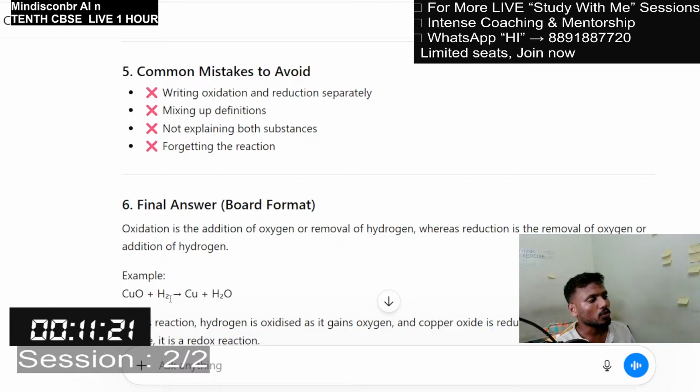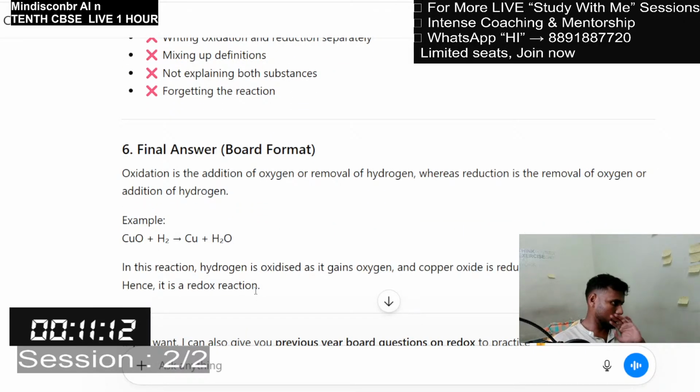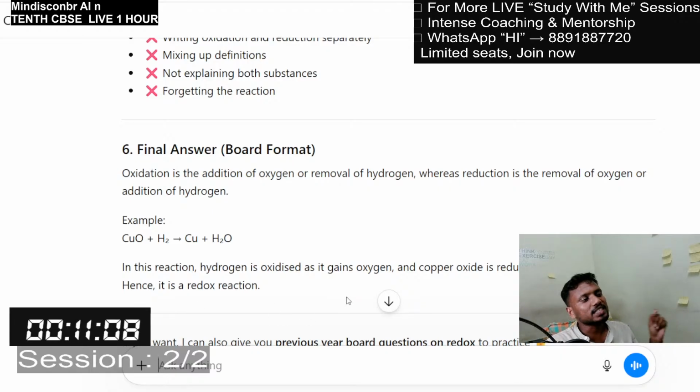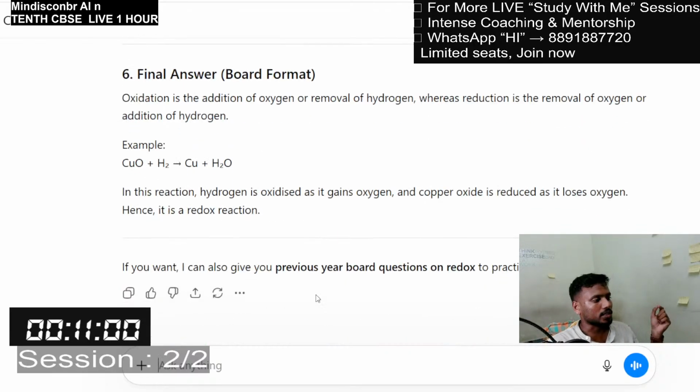Example is CuO + H2 gives Cu + H2O. Here copper oxide is reduced and hydrogen is oxidized. In this reaction, hydrogen is oxidized as it gains oxygen, and copper oxide is reduced as it loses oxygen. Hence it is a redox reaction.